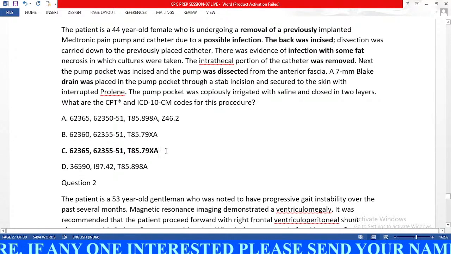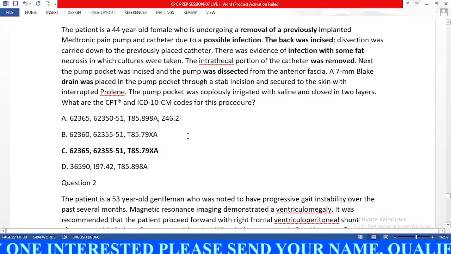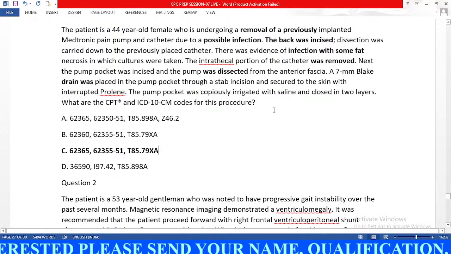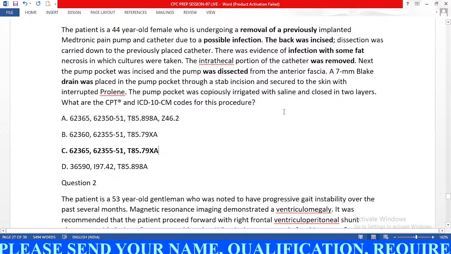And T85.79XA is for infection of the catheter. So I hope everyone got the understanding. If you don't get it, just ask me, I will explain one more time.